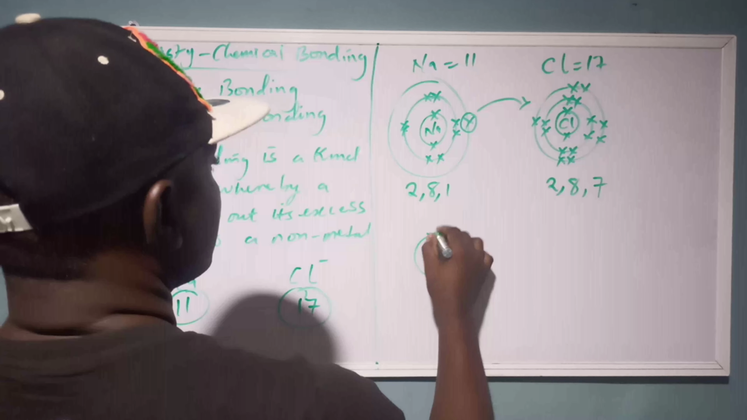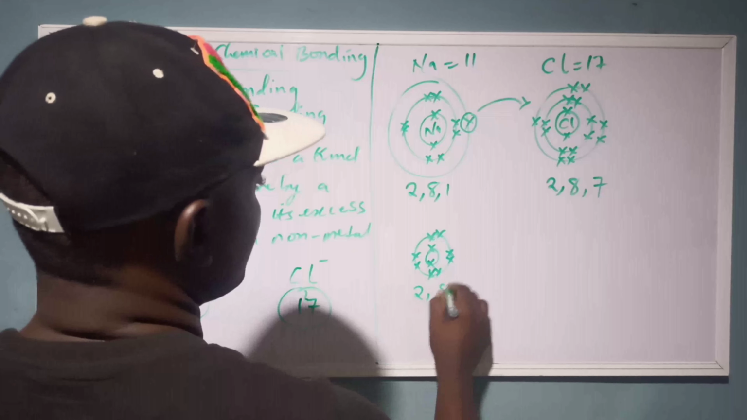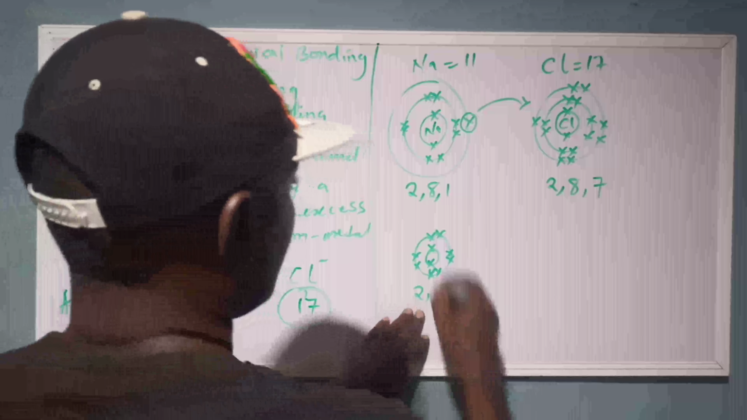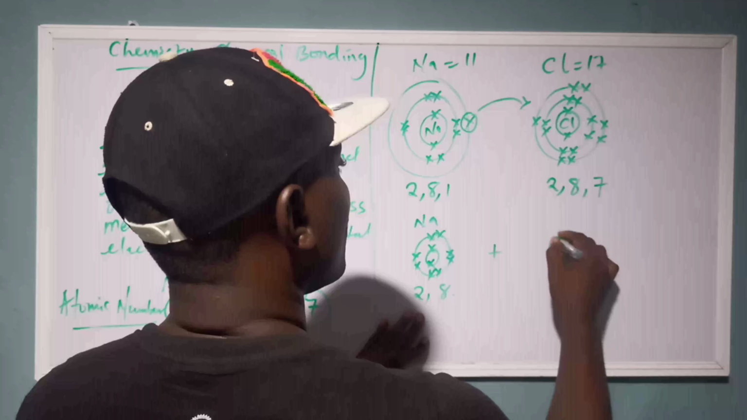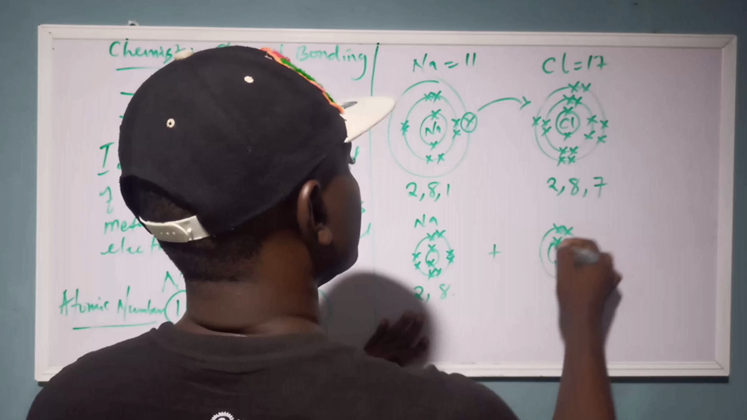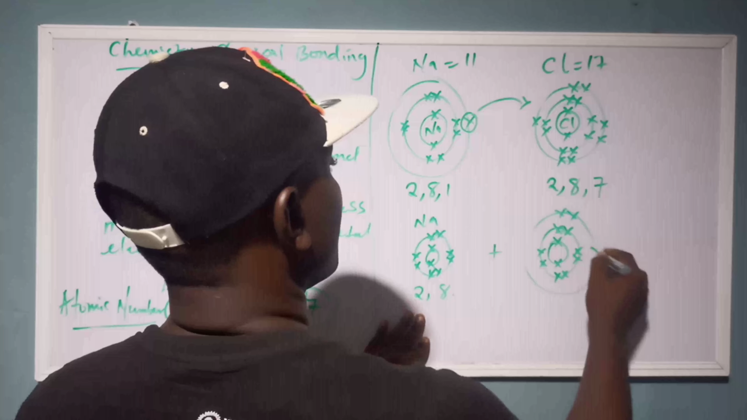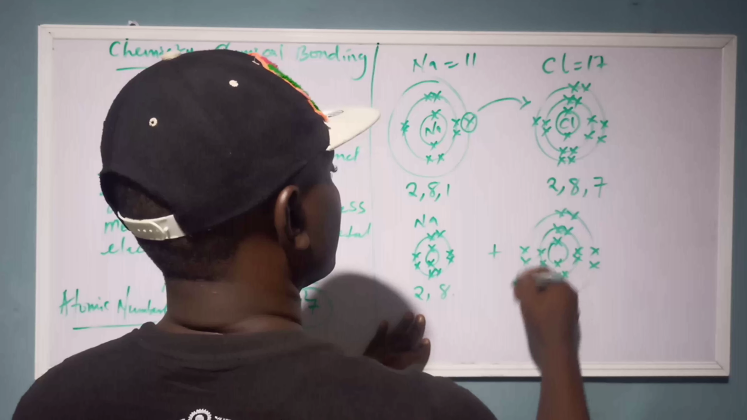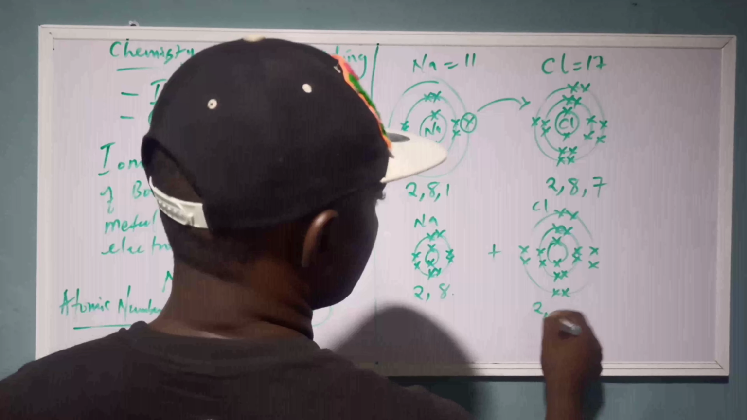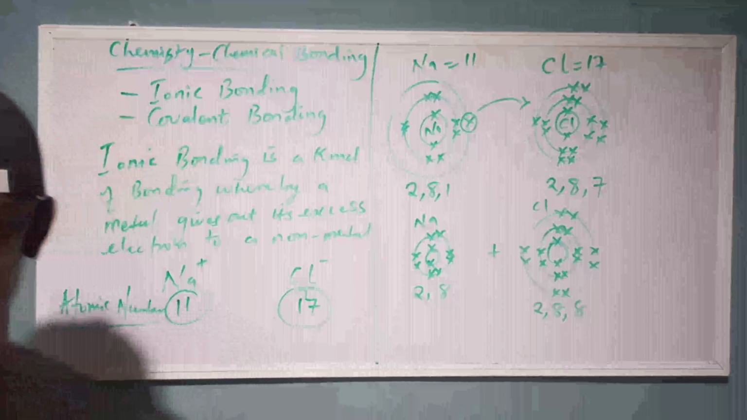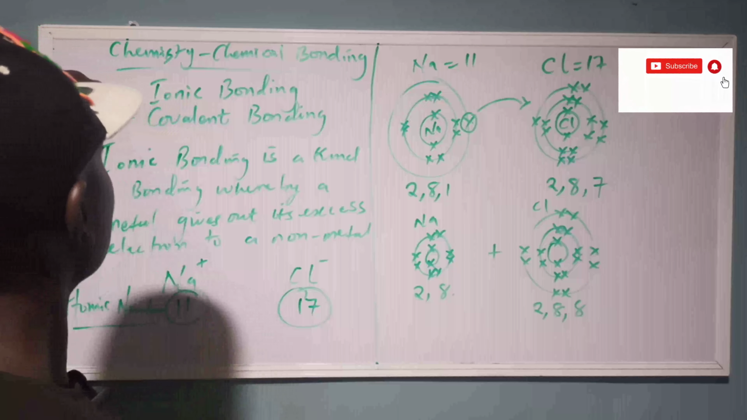This is the first one, the second one for sodium, and it's complete. So sodium becomes 2, 8. That's all. That is sodium, and then chlorine will become 2 in the first shell, 8 in the second shell, and then the third shell now is complete, becomes 8, right? So chlorine now we have 2, 8, 8. So this simple demonstration is what we call ionic bonding.